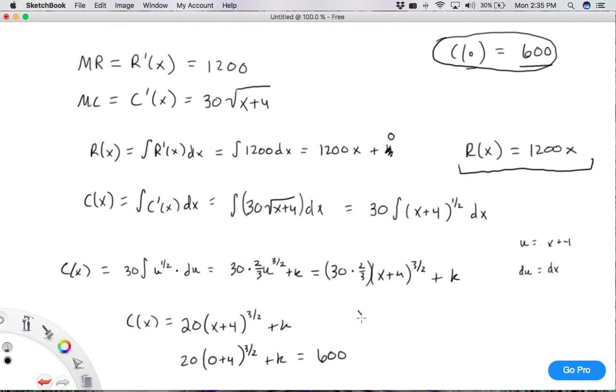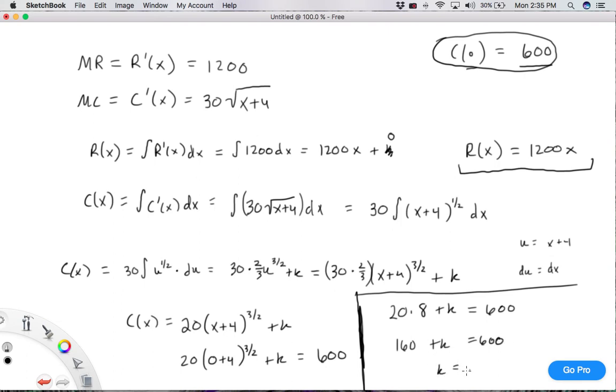Okay, I'm going to go over here. So we've got 20 times 8 plus k is equal to 600. 20 times 8 is 160 plus k equals 600. That means k is going to be 440. And then we're going to go back to our cost function, get rid of k, and plug in 440 instead. So plus 440. Okay, so actually I was wrong about the constant in that case.